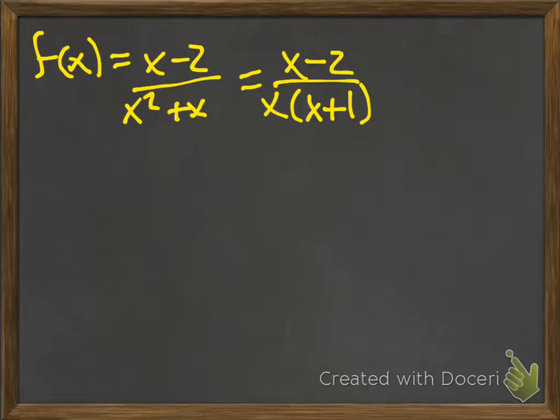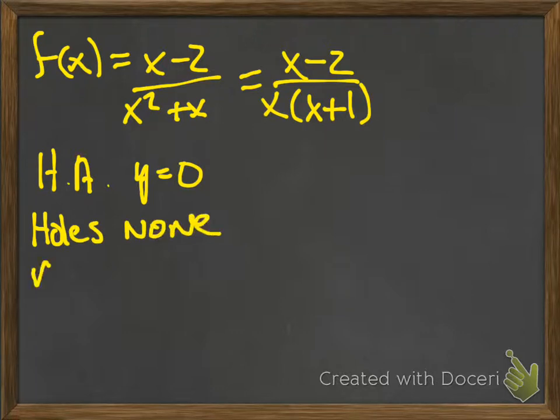Okay, here's my last example. f of x is equal to x minus 2 over x squared plus x. You can see there the factored form. I factored out the x, which left me with x times x plus 1 on the denominator. So we look at the horizontal asymptote. The numerator degree is smaller than the denominator degree, so it's automatically y equals 0. Then I look at the holes. There are no common factors, so there are no holes.